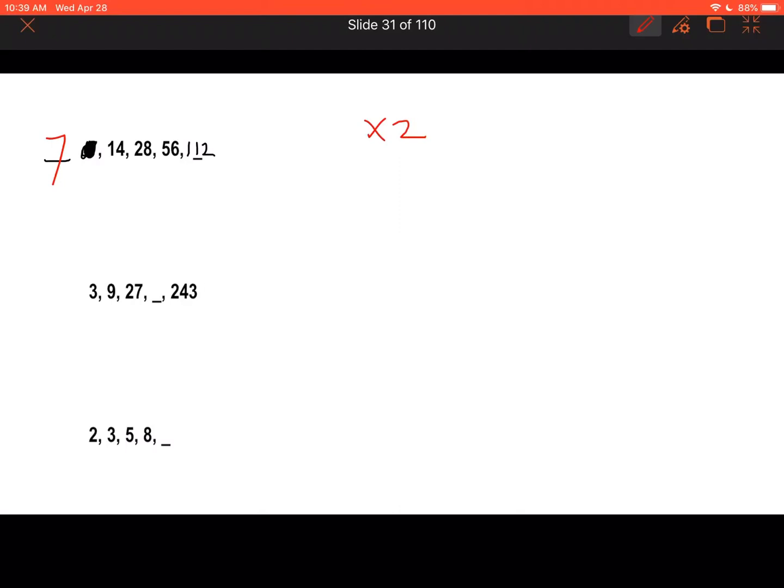Okay, so next is 3, 9, 27, _, 243. So this again should be a multiplication. 3 times 3 is 9, right? 9 times 3 is 27. 27 times 3 is 81. 81 times 3 is 243. So the answer is 81.